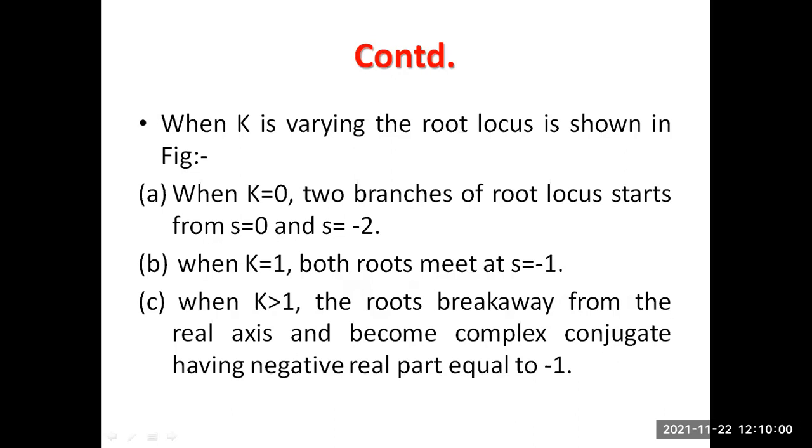So k is 0. There are two branches of the root locus that start from S equal to 0 and S equal to -2. So this thing you need to understand: in root locus, always remember the locus will always originate from poles and it will terminate on zeros. When k equal to 1, both roots meet at s equal to -1. Okay, so this will come in detail.